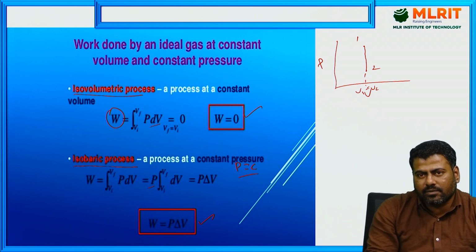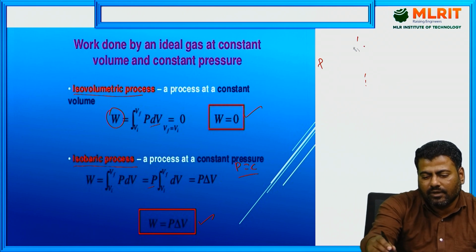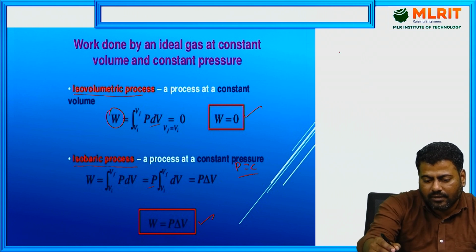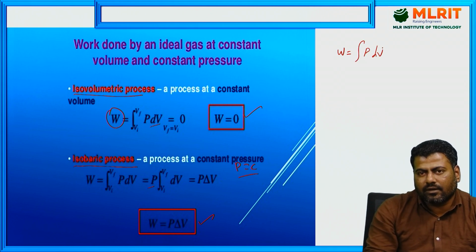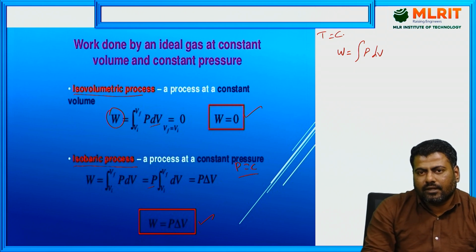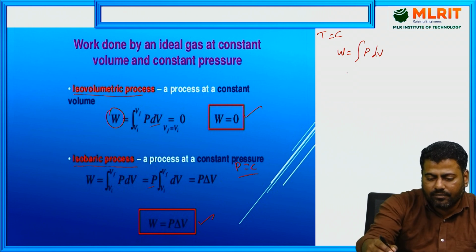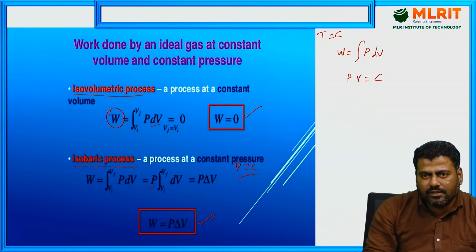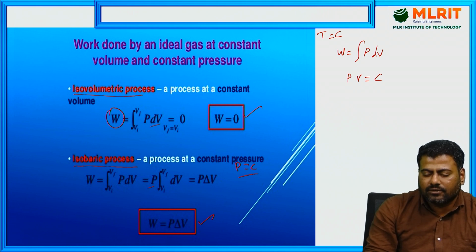So for the constant temperature process also, I can derive it, right? It's very simple to derive. See, listen here. The formula is W equal to integral P dV. This is your displacement work done. So when temperature equal to constant, what is the mathematical equation we got for the closed system? PV equal to C, right? PV equal to mRT. Mass for the closed system is constant, R is the gas constant, and T is constant. So PV equal to C I can write.